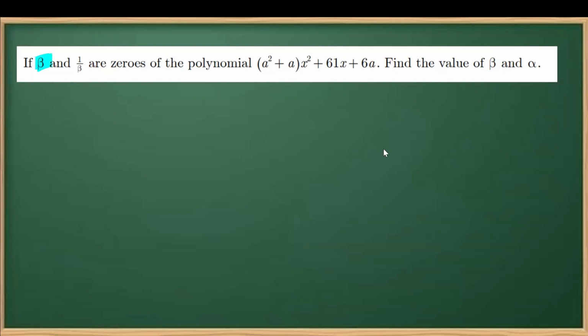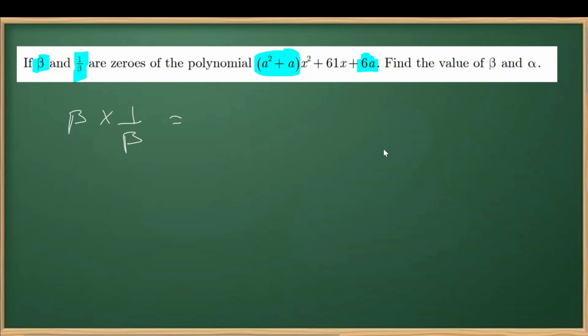In the next question, it says beta and 1 over beta are the zeros of this polynomial. So clearly one zero is the reciprocal of the other. And what we have to find out is the values of beta and alpha. So you should know that the product of the zeros, like zeros are this, right? So if I find the product of the zeros, here zeros are beta and the other zero is 1 over beta. And what is the product of the zeros? It is c over a, and a is this whole thing, right? The coefficient. This whole thing is a.